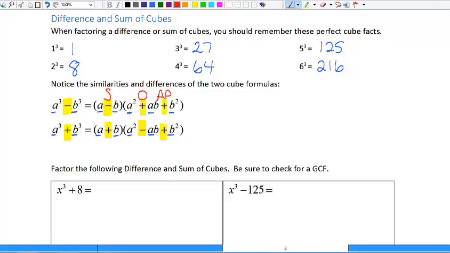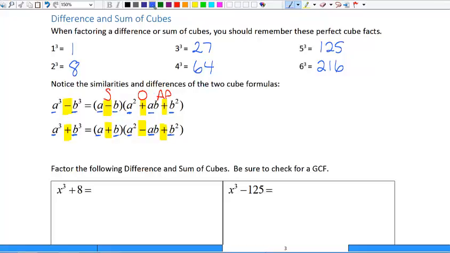SOAP stands for same, opposite, and always positive. So whatever my first sign is, if it's negative, then my first sign in the factorization is also going to be the same, which is negative. My second sign in the factorization is going to be O, opposite. So if my first sign is negative, then my second one's going to be positive. And then the last one is always positive. So does this work for the positive as well? Well, yes: same, positive, positive. O says opposite, so my original problem was positive, so then my second sign will be negative, and then AP stands for always positive. So this SOAP is going to help you get two formulas for the price of one.